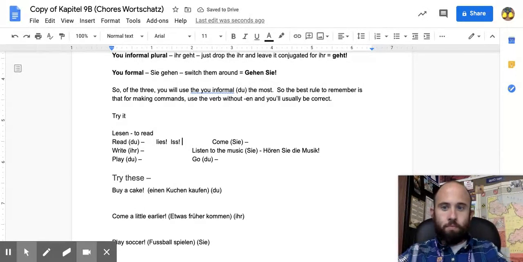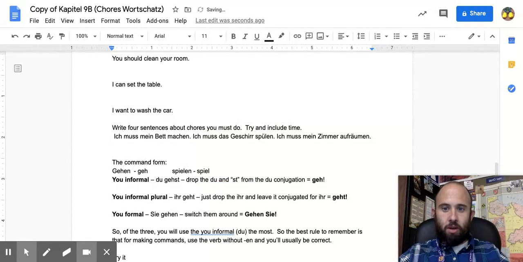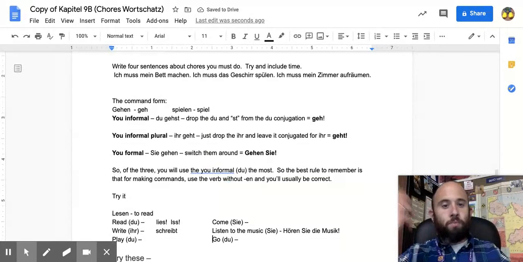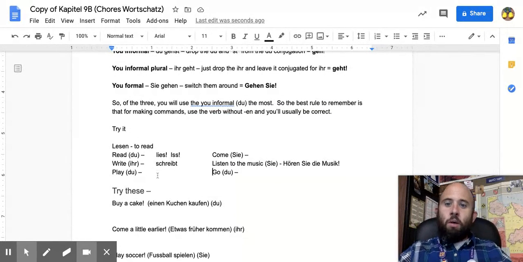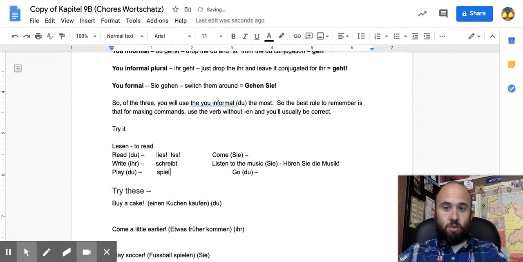Iss Pizza. So down here, if we're saying write, this would be schreibt. Schreibt. There's a T on it if we're talking to more than one person. Read back up here where it says the ihr informal plural, basically talking to a group, the y'all. Play, we take spielen, and we just use the stem, spiel. Let's look at a couple more. Come. Kommen Sie, if we're speaking formally. If we're talking to somebody you know, we just say komm.